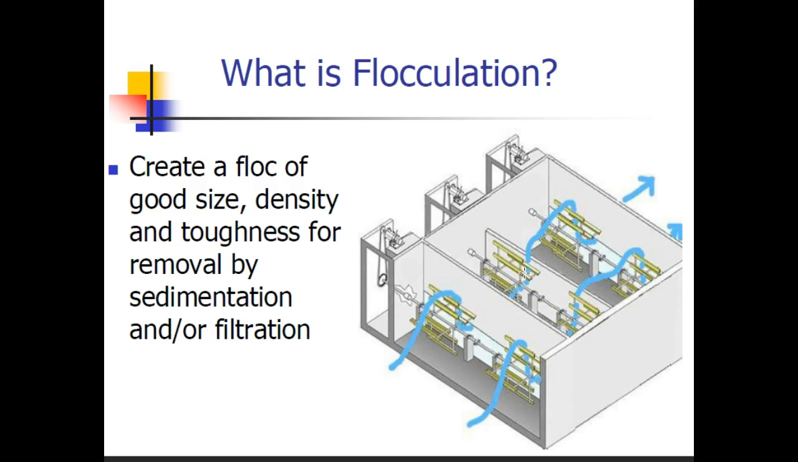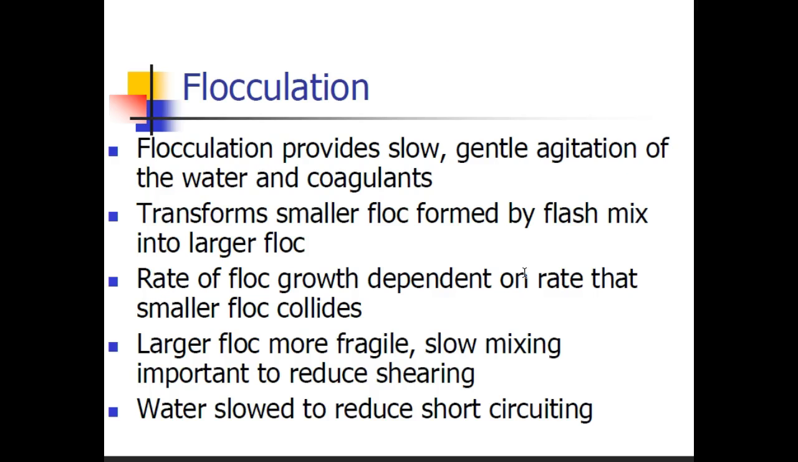So what is flocculation? Create a flock of good size, density, and toughness for removal by sedimentation and/or filtration. Flocculation provides slow, gentle agitation of the water in the coagulation. It transforms smaller flock formed by the flash mix into larger flocks. The rate of flock growth depends on the rate that the smaller flock collides. Larger flock are more fragile, and slow mixing is really important to reduce shearing. There's that word again, shearing. You need to understand that. Water is slowed to reduce short circuiting.